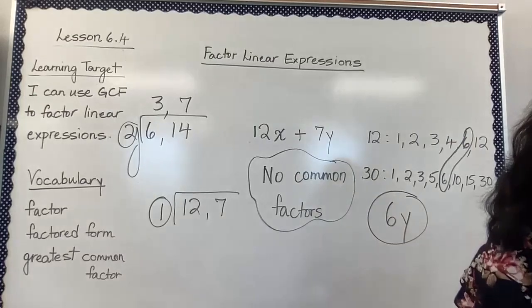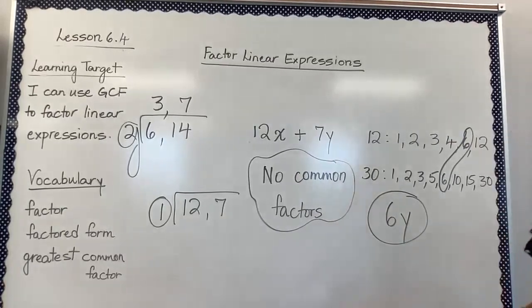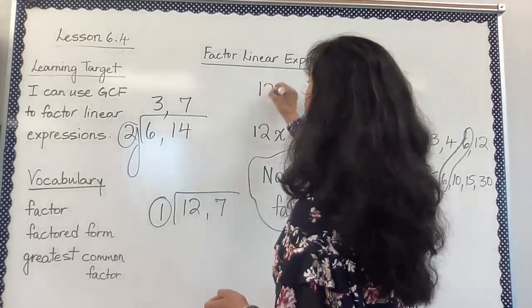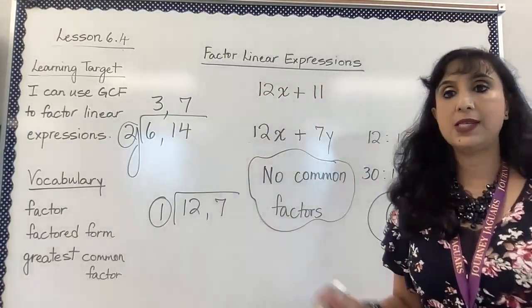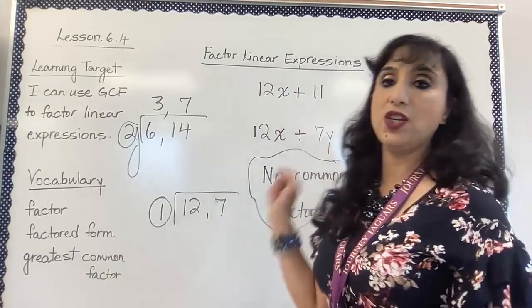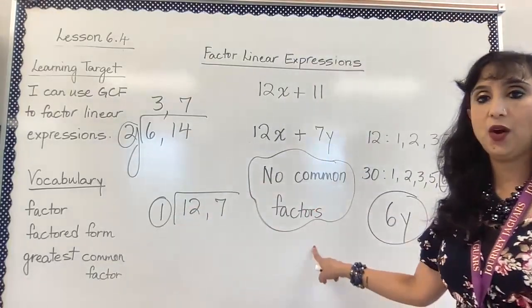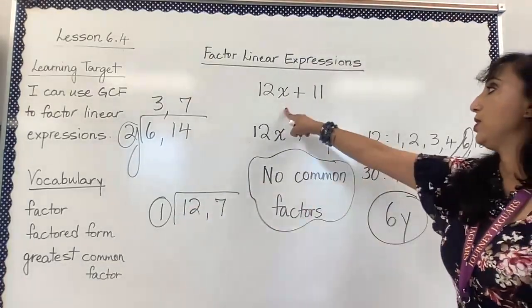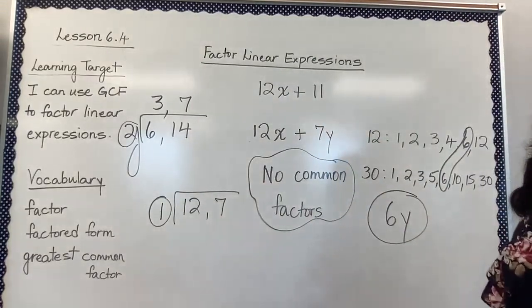All right. So same thing. If I say 12x plus 11, is there anything common? No, because for 12 and 11, the only GCF is going to be 1. So same thing again, there are no common factors with 12x plus 11. So I just want to show you this example also.